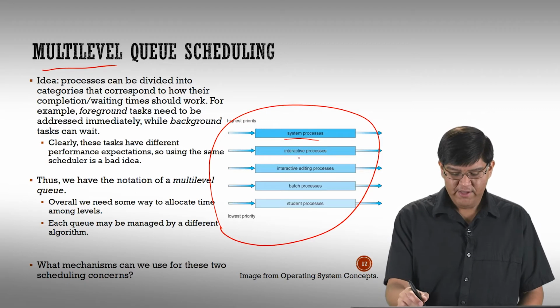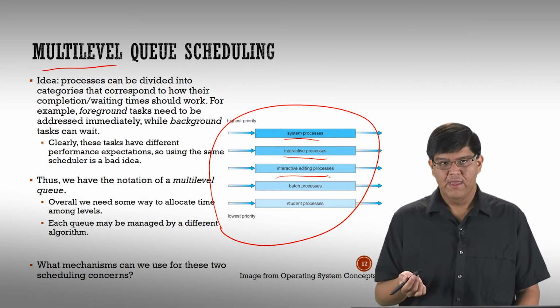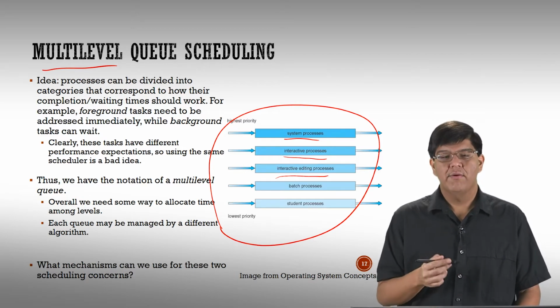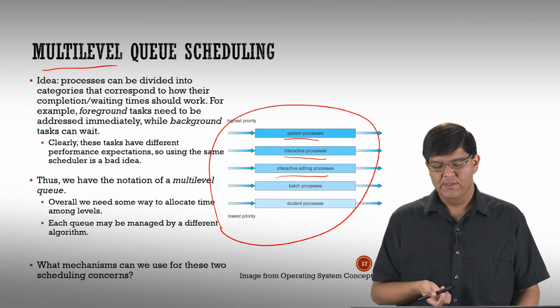Then we have interactive processes. So these are kind of similar. The idea is that this is something maybe the user is interacting with, and the user wants feedback right now. They can't wait around. We need to prioritize them over our background tasks because they're actively working on something.